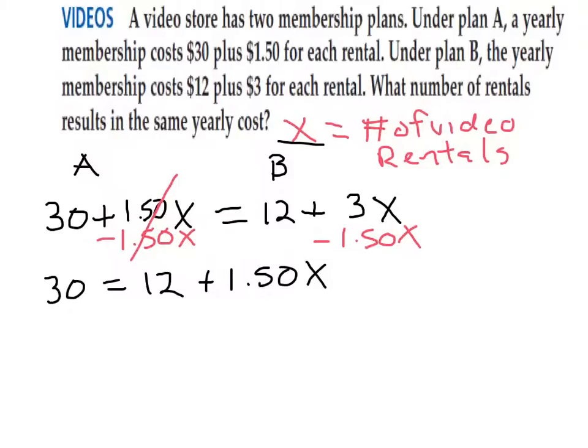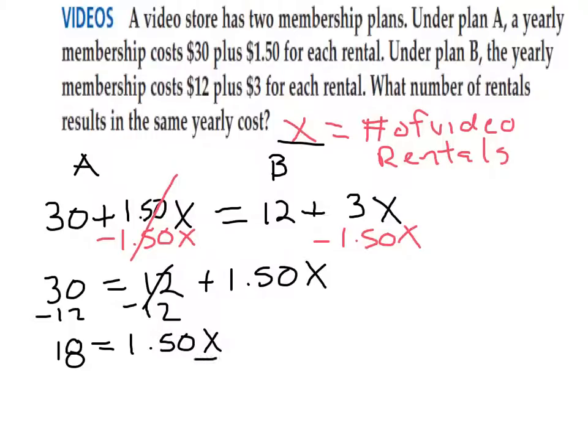Now I have the variable on one side. Now it's time to isolate it. I'm going to go ahead and do reverse PEMDAS. So I'm going to take this positive 12 and subtract 12 from both sides. Alright, that gives me 18 here. This cancels out. I have 1.5x. Now all I've got to do is isolate this x.